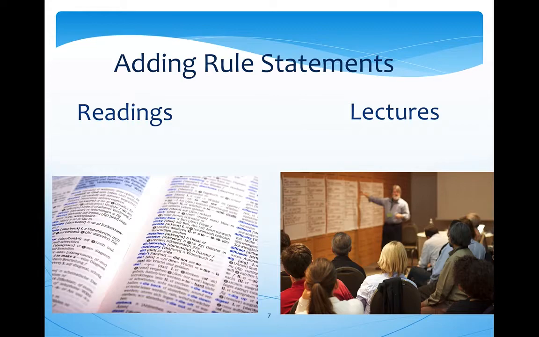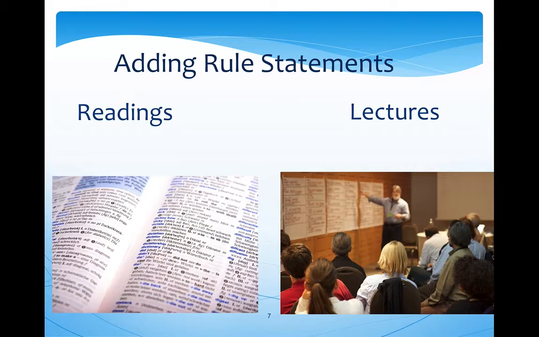So then we're going to add rule statements. Rule statements, oh gosh, where do you get them? They're going to come from your readings. They're going to come from your lectures. They're going to come from black letter law outlines. They're going to come from your hornbooks. They're going to come from the cases. They're going to come from all sorts of places. And you're going to notice that they're all stated differently. That's because there's a million ways to state each rule.